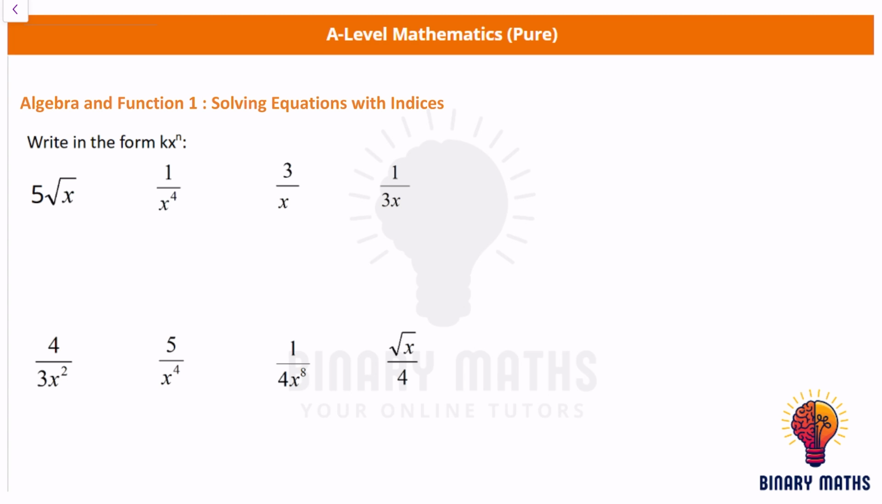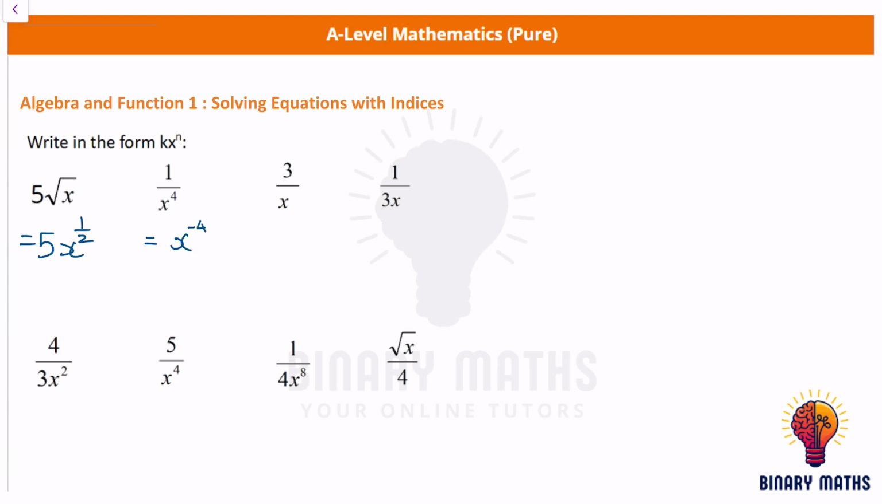First few examples are all about writing expressions in the form kx to the power of n. In the first example, I've got 5 times root x, which can be rewritten as 5x to the power of a half, as root x is the same thing as x to the power of a half. In the second example, 1 over x to the power of 4, because x to the power of 4 is in the denominator, this is the same thing as x to the negative 4.